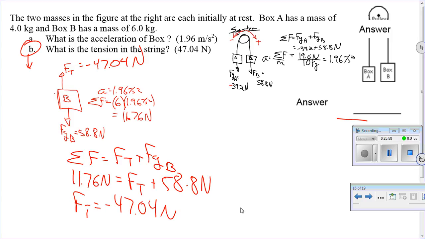So for the answer, it says positive, but does it matter? It's going to be positive at one end, negative at the other. So we got the right answer. Would the acceleration for box A be negative? I don't know, which way is box A going? Positive direction, right? Why would box B be positive?